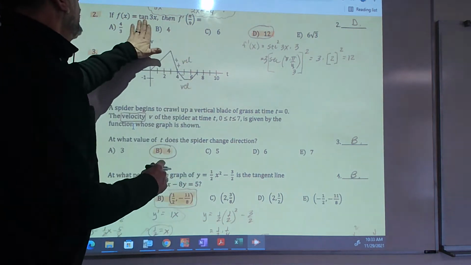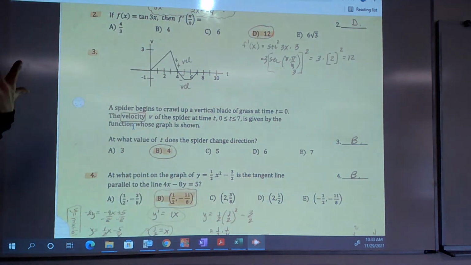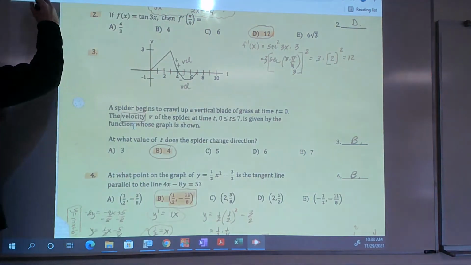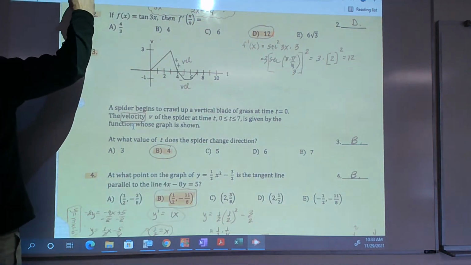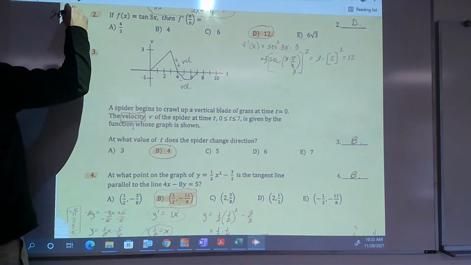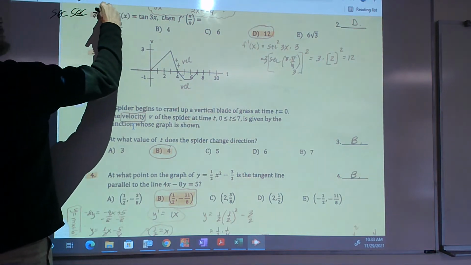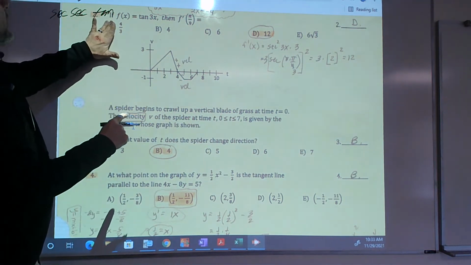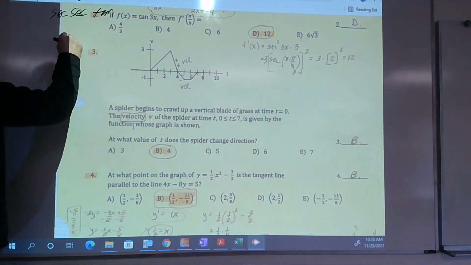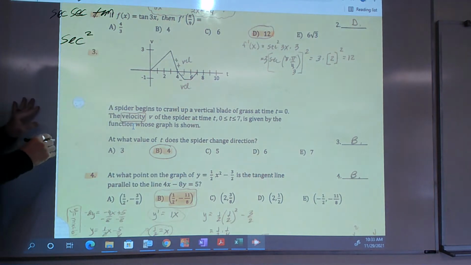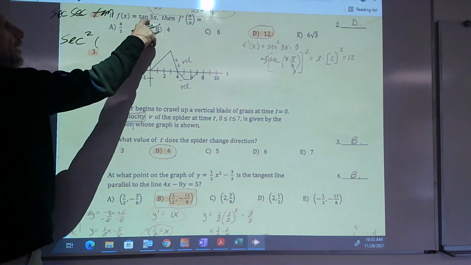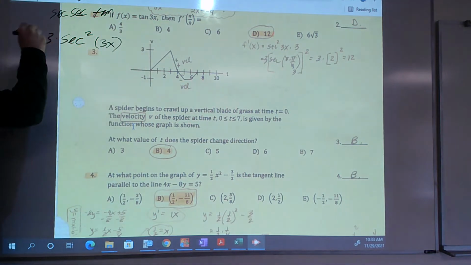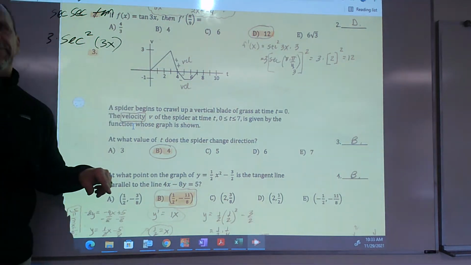Okay, so here it is. The derivative of tangent. Oh, I can't remember. What's the derivative of tangent? Let's see here. It's a secret. P-S-S-T. The derivative of secant is secant tangent. The derivative of tangent is secant squared. So the answer is secant squared of the stuff, times the derivative of the stuff, times 3. So there's your answer right there.